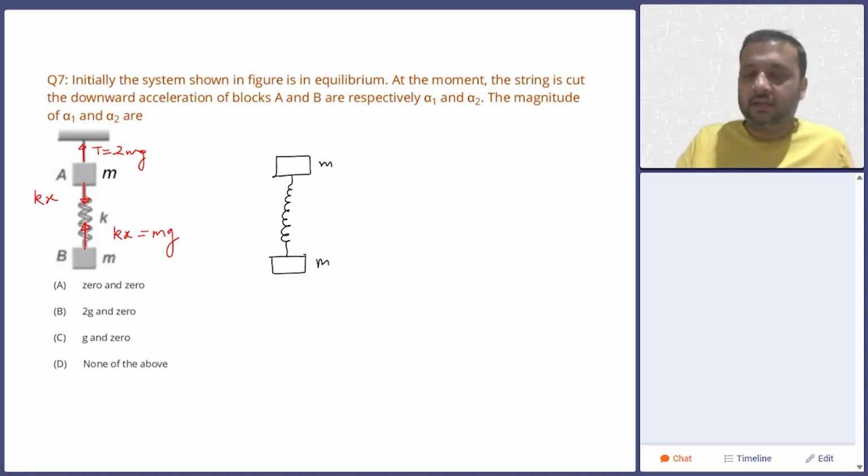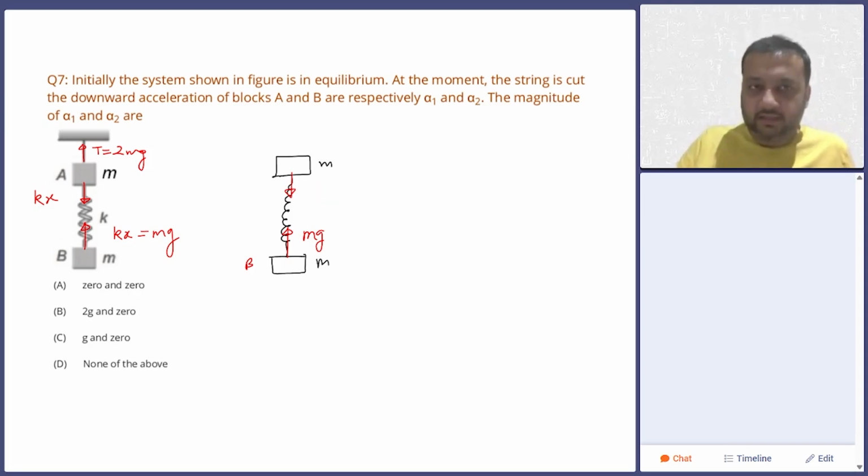So notice that the x value has still not changed immediately after cutting, because x takes time to change. So what can we say? We can say that the spring force still acting on block B is in the upward direction, which is mg, and on block A it is still acting in the downward direction, which is mg. kx was equal to mg, if you notice.